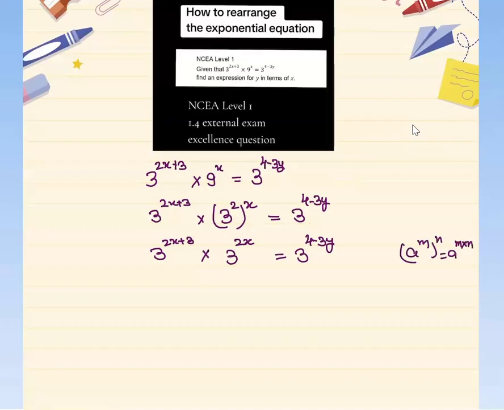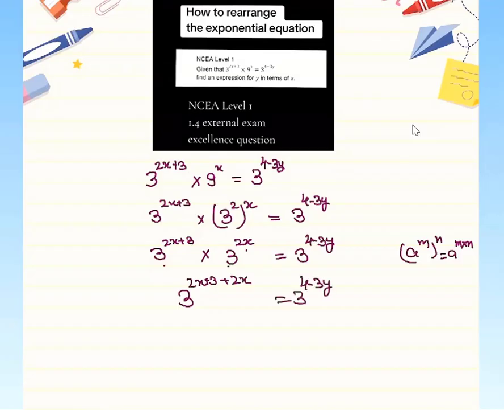Now, when the bases are the same, we again use the law of exponents: when the bases are the same and they are being multiplied, we add their powers. So 3 raised to the power 2x plus 3 plus 2x, and this equals 3 raised to the power 4 minus 3y.